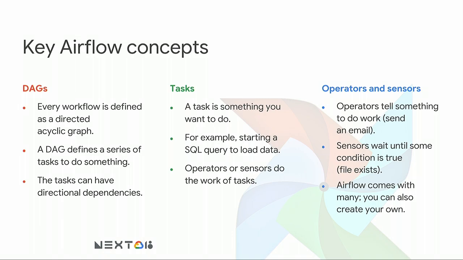That graph has a series of tasks. Tasks are essentially steps, something that happens. Maybe you're running a SQL query, running a BigQuery query. Airflow in those tasks has operators and sensors. An operator is essentially something that tells something to do something. So a good example would be a BigQuery query operator. It tells BigQuery to go run a query. There's also the concept of a sensor in Airflow, which is essentially a binary wait until something happens. When it's true, it proceeds.